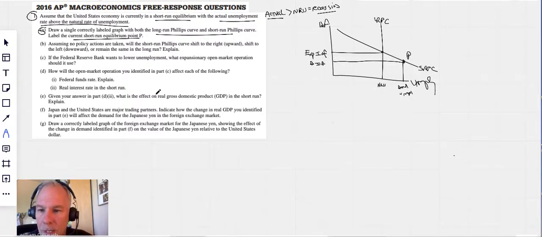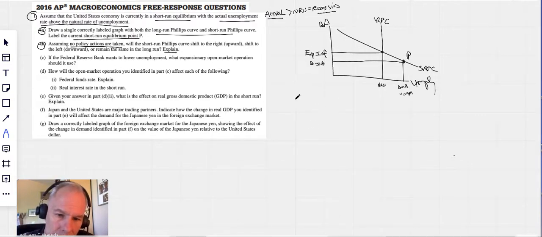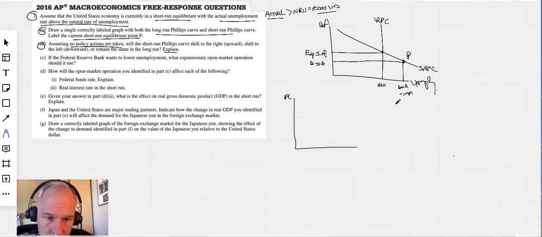Easy enough. Now they're saying, assuming that no policy actions are taken, that means no fiscal or monetary policies to fix this problem, will the short run Phillips curve shift to the right, shift to the left, or remain the same in the long run? And explain. To do that, we're going to take a little sidestep. We're going to talk about what if we draw an aggregate demand and aggregate supply curve graph to show our recession, right? Because we should recognize by this point that our Phillips curve is just a representation of whatever's going on.